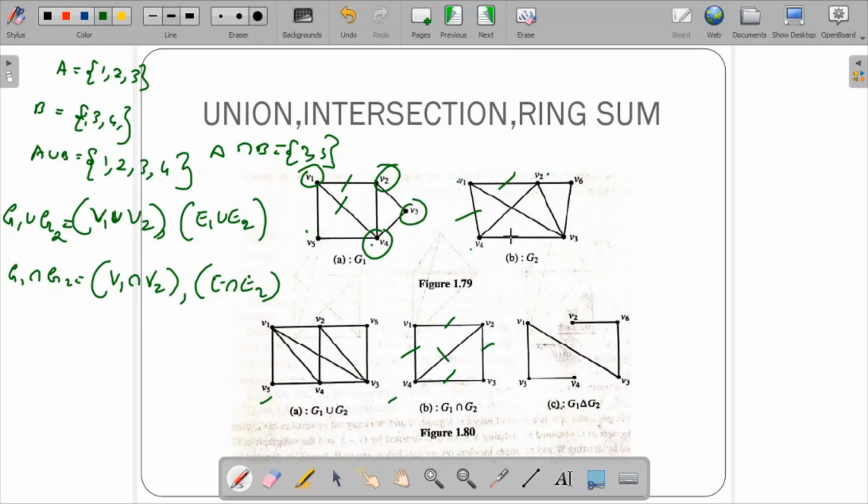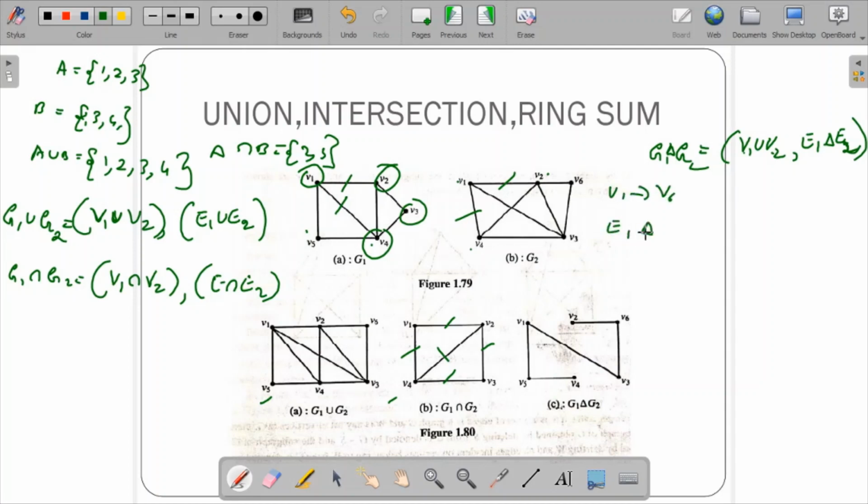Similarly, if you want to find the ring sum of these two graphs G1 and G2, it is represented as G1 ring sum G2, with the delta symbol, that is equal to V1 union V2, E1 delta symbol E2. Now whatever vertices are there in both, that union, all the vertices should be there. The formula for the ring sum of G1 and G2 is V1 union V2. That means all the 6 vertices, V1 to V6, will be there.